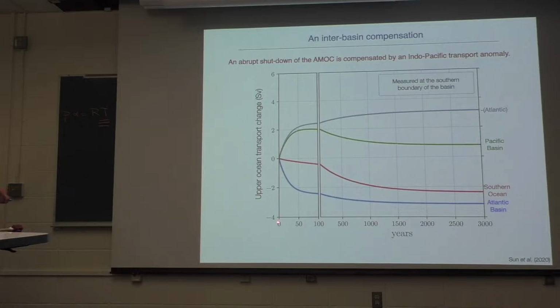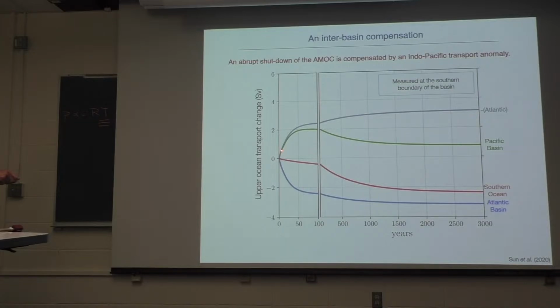On the x-axis here, this is time in years. The first 100 years are expanded here, and then this goes out to 3,000. And what the y-axis is showing is the change in volume transport, again, at the southern edge of that basin. And what you find is what you might expect. We've turned off North Atlantic deep water formation, so the flow into the Atlantic Basin in that surface layer weakens. Okay, it just slows down.